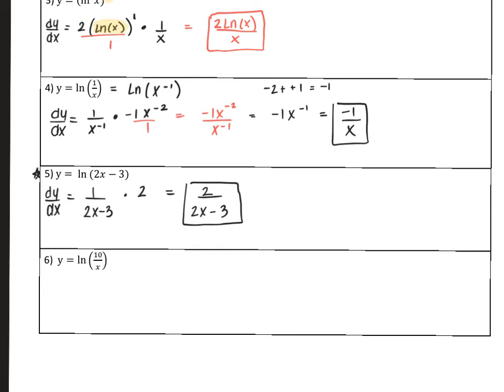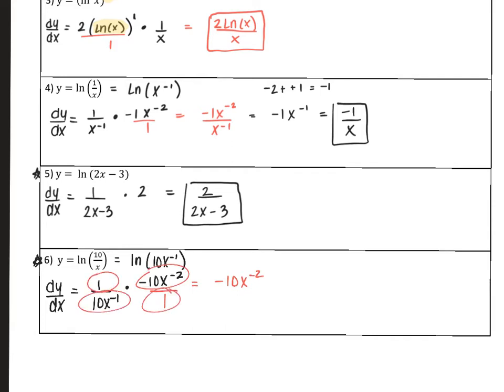All right, the last one, number 6, you wanted to model it similarly as you did with number 4. So the first thing I would have written is ln of 10x to the negative 1 power. And then when I'm taking the derivative, dy over dx, I would have said 1 over the inside times the derivative of the inside, which was negative 10x to the negative 2. Then I would have put this over 1 and simplified. So negative 10x to the negative 2, because I multiplied these two. Then I'm going to multiply these two, and I'm left with 10x to the negative 1.